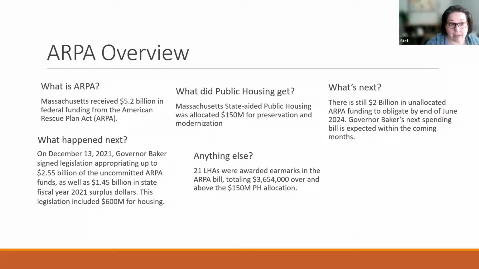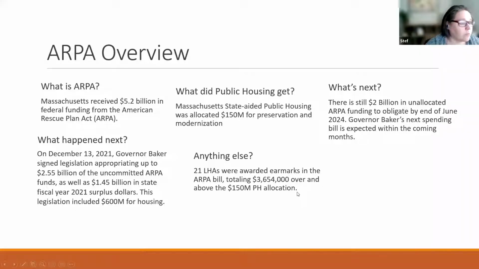One big opportunity that we've had in the last year is ARPA. Now, ARPA is a federal bill, right? And Massachusetts received $5.2 billion in federal funding from the American Rescue Plan Act. This was last year. And so on December 13th of 2021, Governor Baker signed legislation appropriating up to $2.55 billion of the uncommitted ARPA funds, as well as $1.45 billion in state fiscal year 2021 surplus dollars. And this legislation included $600 million for housing. So public housing itself, just our department, got $150 million to preserve and upgrade the developments that you live in, which is really exciting.